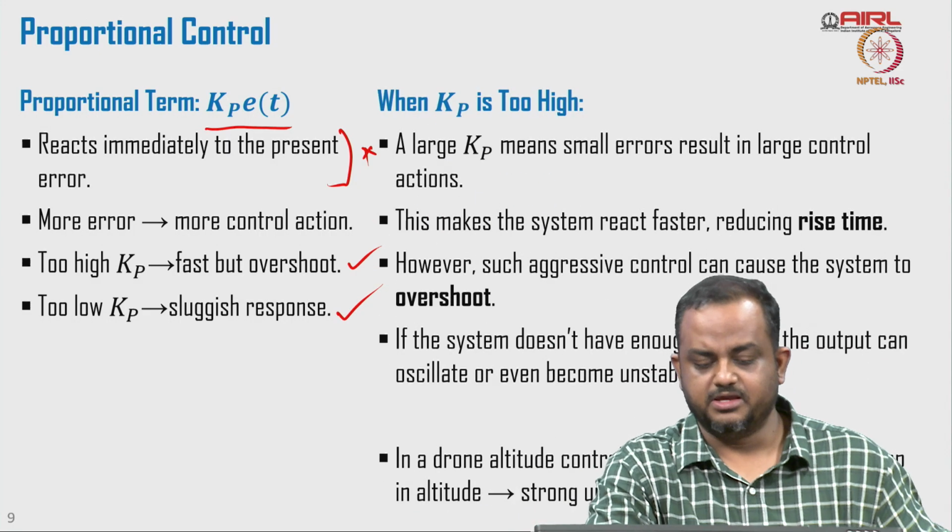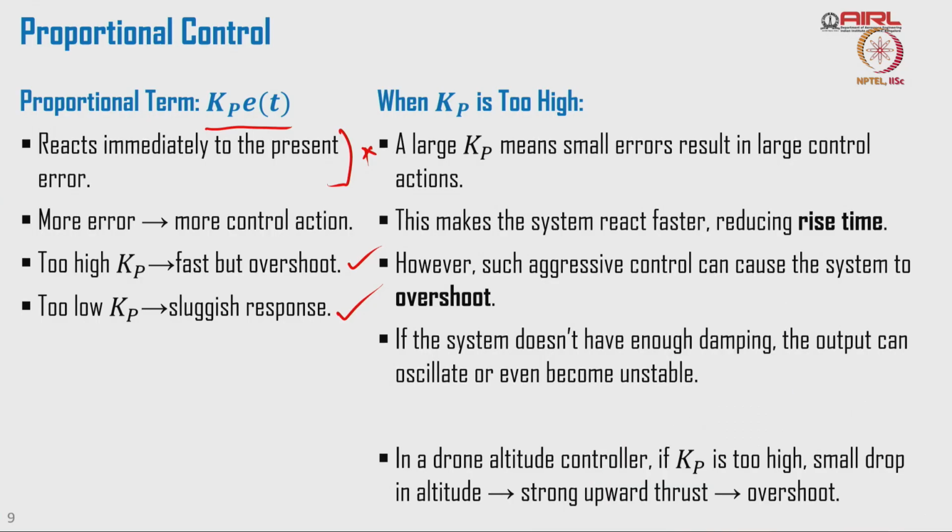So when Kp is too high, what is happening? A large Kp means small errors result in large control actions. So it can handle the small error, multiply it with a large Kp, and finally it becomes a large control action. This makes the system react faster, because it immediately works on the present error. As soon as there is some error, it starts working, and that is why it reduces the rise time. I hope you remember what rise time is. If not, please go back and study transient response from a control systems book.